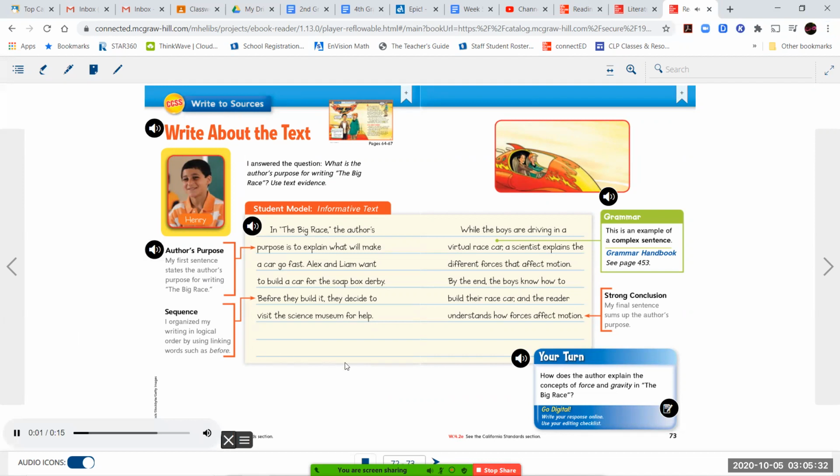Author's purpose. My first sentence states the author's purpose for writing The Big Race. Sequence. I organize my writing in logical order by using linking words such as before. Grammar. This is an example of a complex sentence. Strong conclusion. My final sentence sums up the author's purpose.